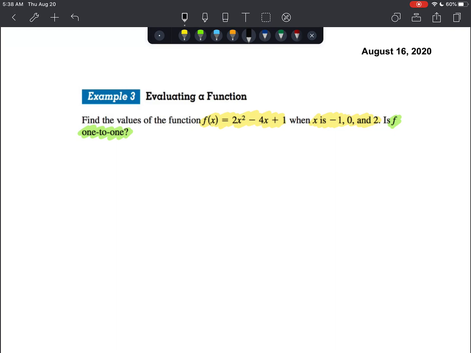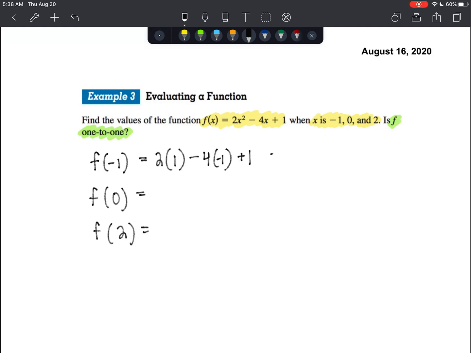But the first part of the problem says, let's evaluate. Let's find when x is -1, let's find when x is 0, and let's find when x is 2. So let's answer that question first. When x is -1, I do the -1 squared in my head, and I get 2 plus 4 is 6, 6 plus 1 is 7.